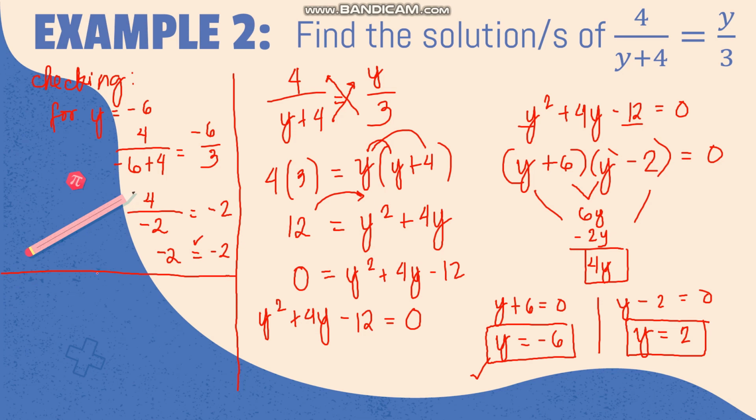For the next one, we have y equals 2. So y equals 2. We have 4 over 2 plus 4 equals 2 over 3. And then we have 4 over 2 plus 4, which is 6. Then 2 over 3. If we simplify 4 over 6, we will get 2/3 as well. So that means 2 is also a solution. So we have two solutions or roots for the given equation. We have y equals negative 6 and y equals 2.